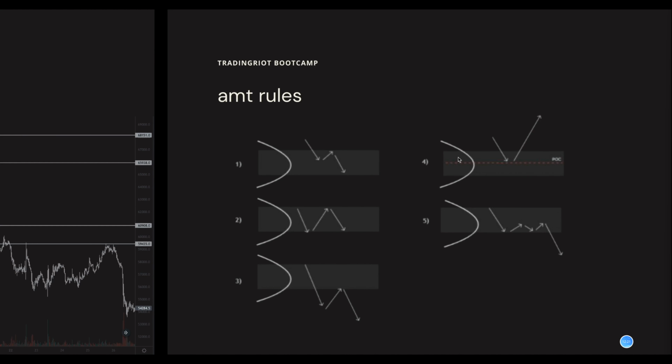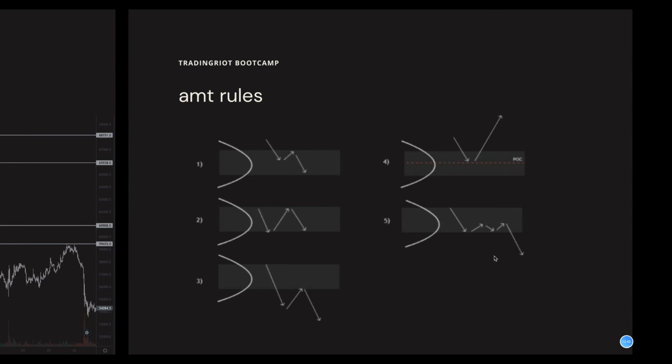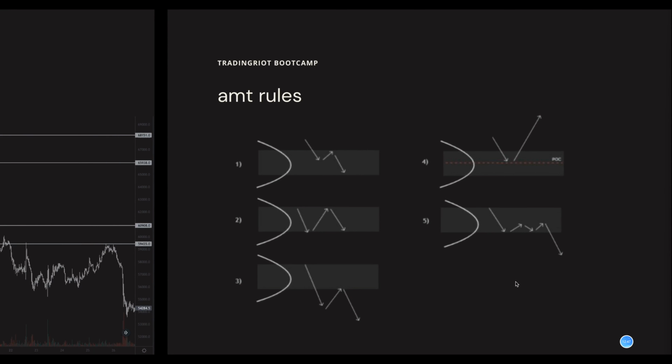This is the idea of the clusters, these inefficient moves inside these levels. The market will just strongly bounce, ignore the value area high, and just continue in the direction. If the market is consolidating at the edge of the value, it's more likely to break outside of it. Okay, so these are the 5 rules of the auction market theory.